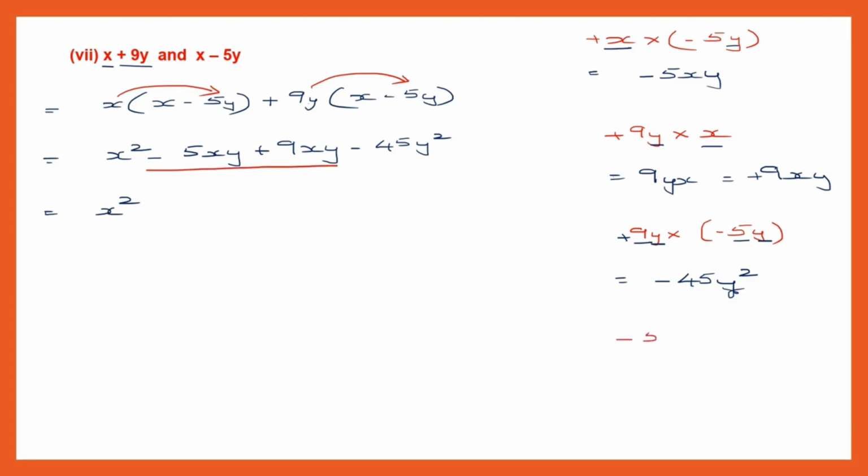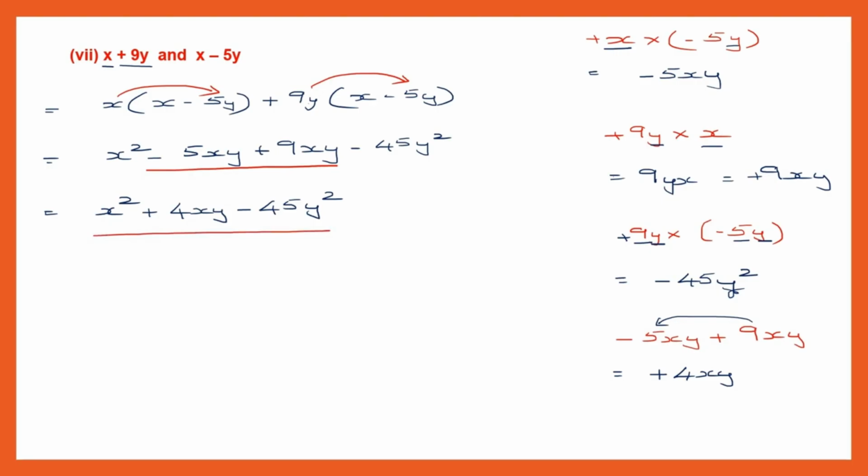Let's do that. Minus 5xy plus 9xy. This is not multiplication. When signs are different, put the sign of the bigger number and subtract: 9 minus 5 is 4, and we write xy. We can do this only because they are like terms. Both have xy. So this will be plus 4xy, and what is left is minus 45y². The final answer: x² plus 4xy minus 45y².